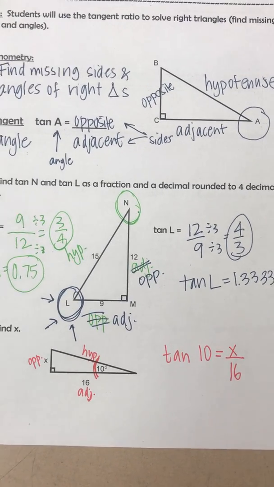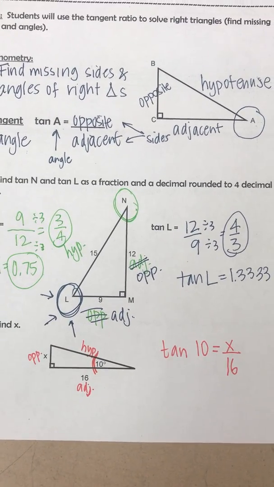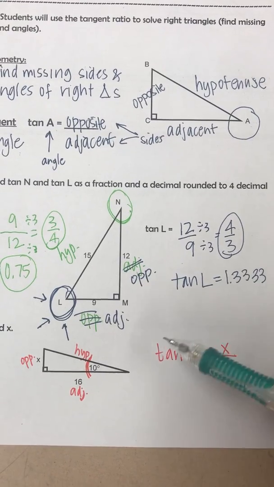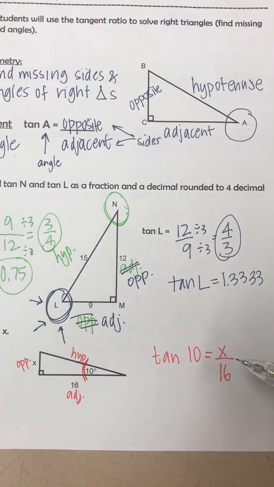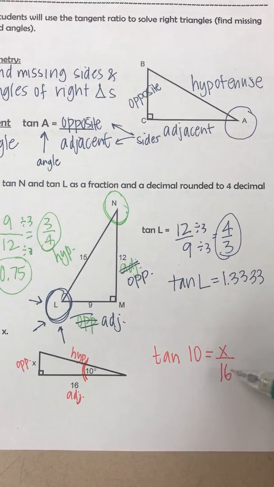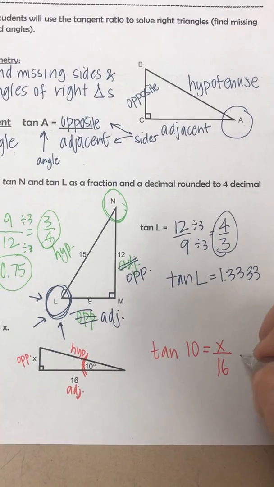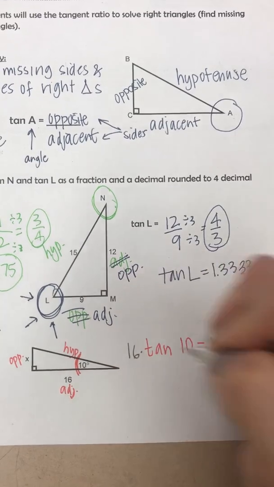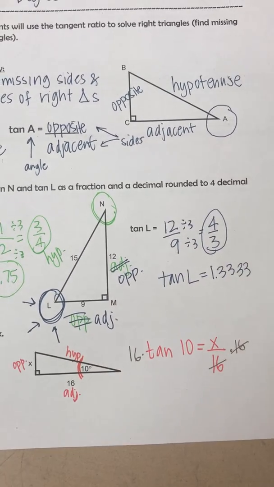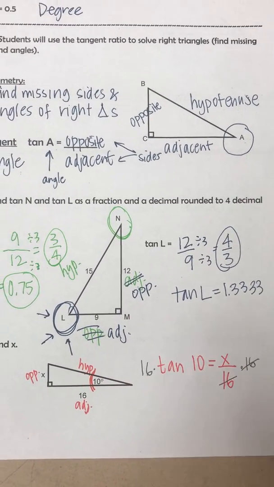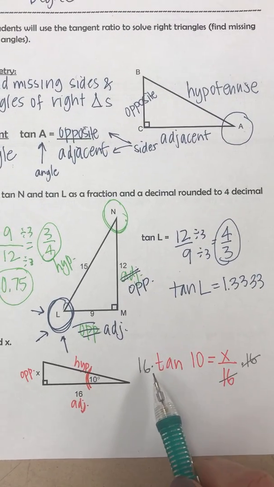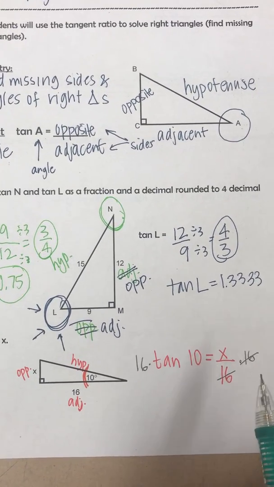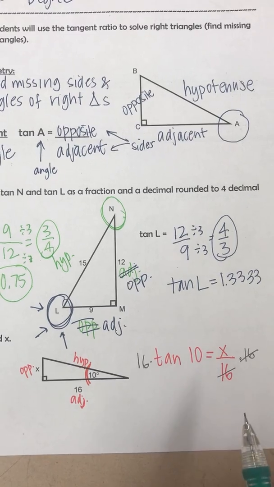Now think about this for a second. How would I go about solving this? In order to get the x alone, it's being divided by 16, so instead I'm going to multiply by 16. Those 16s are going to cancel. And what x is going to equal is 16 times the tangent of 10, and I'm going to put that exact thing into my calculator.